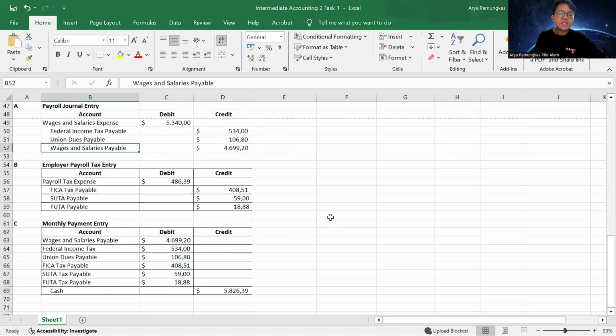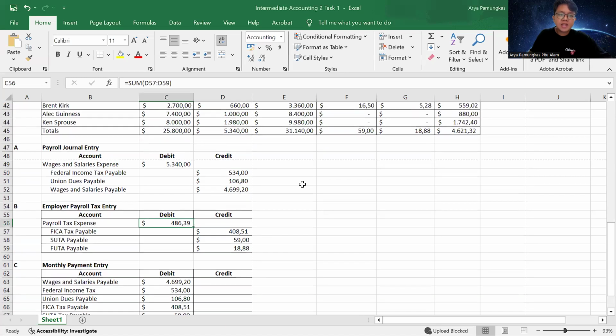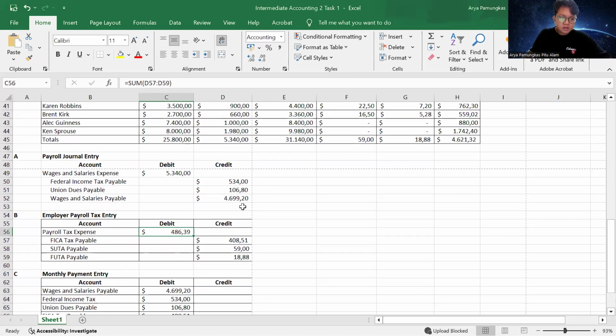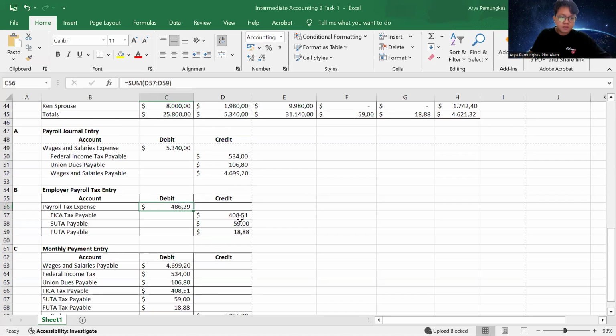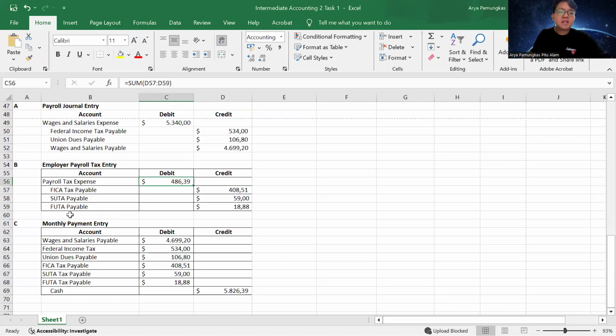After we are done with the payroll journal entry, we are gonna do the employer payroll tax entry, in which the account is payroll tax expense on the debit for $486.39. And we are getting this from adding the FICA tax payable and SUTA payable and also FUTA payable.